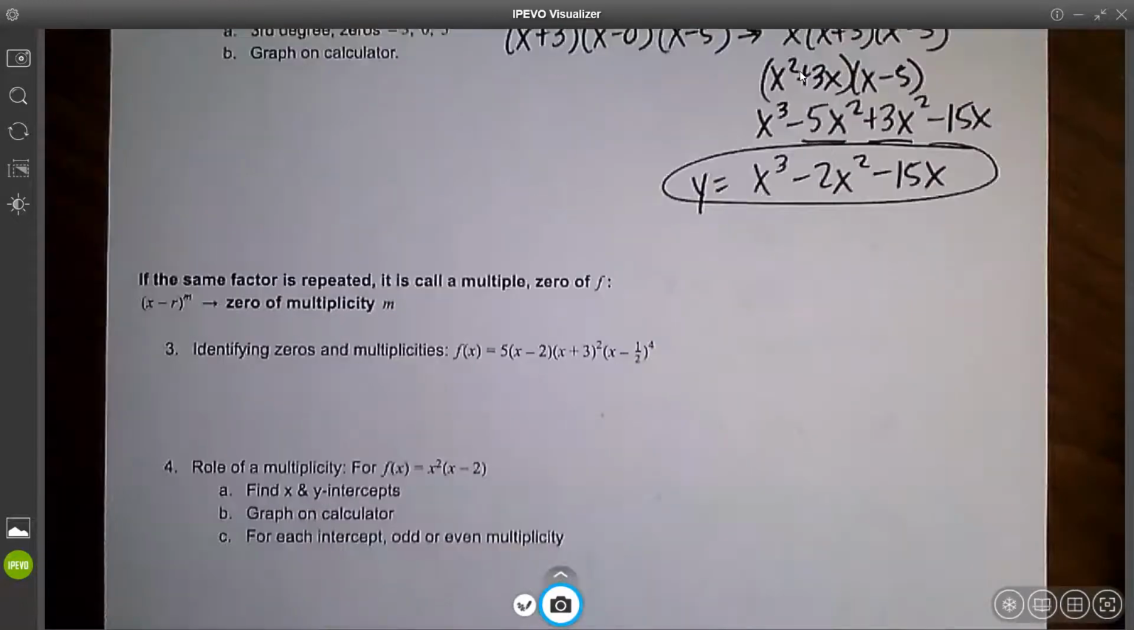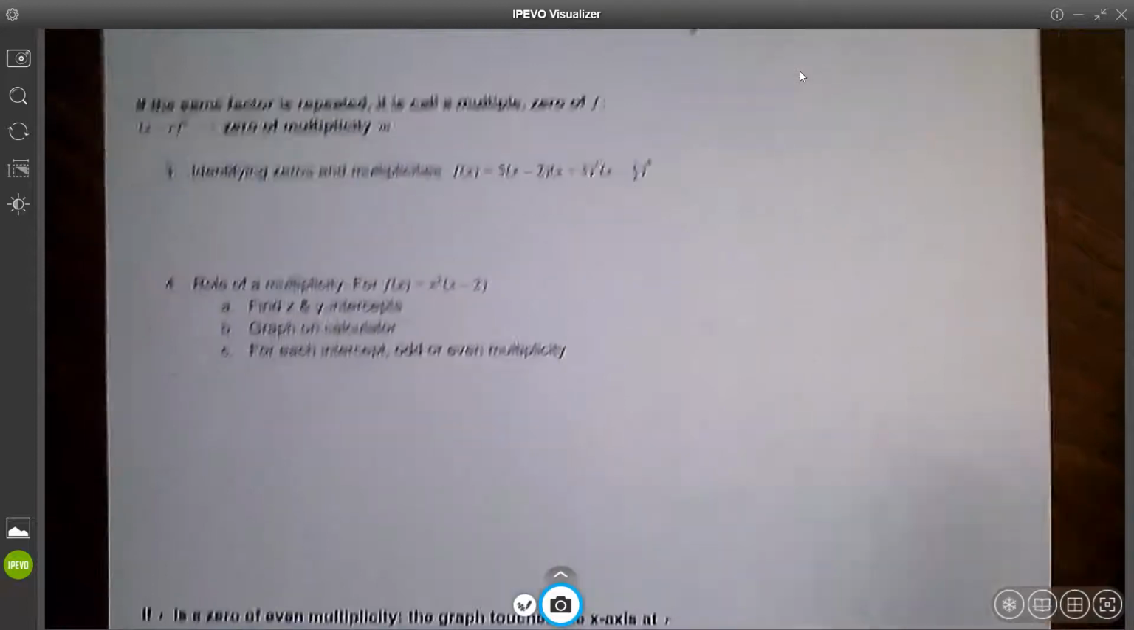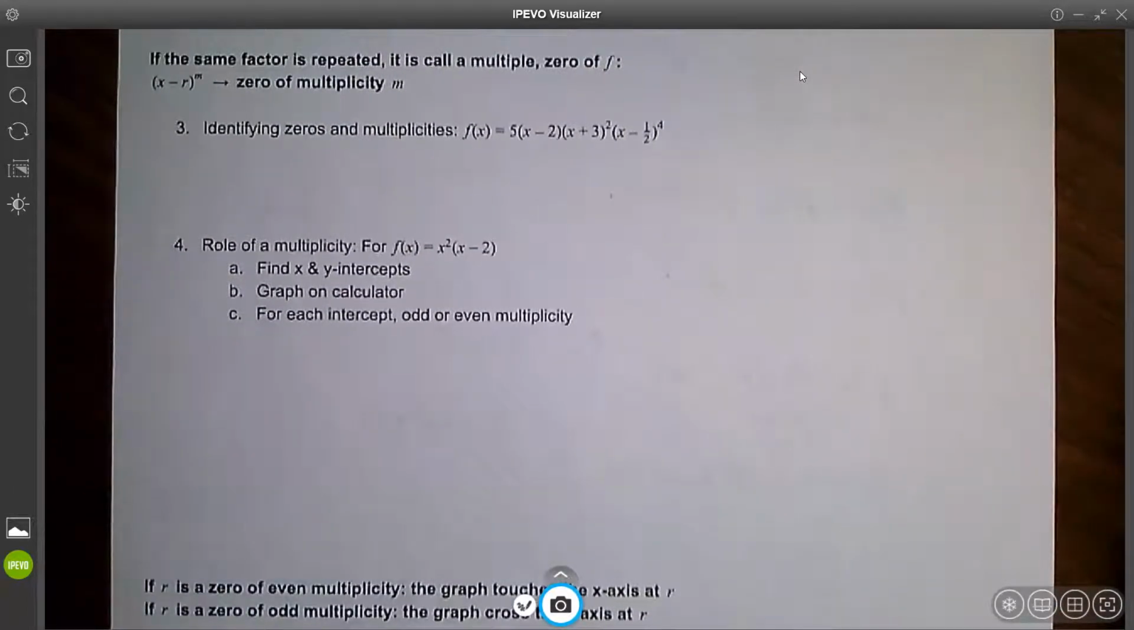So then when something happens more than one time, or the power of your factor, that is called the multiplicity. If this is an even multiplicity, so if we have x minus 2 squared, then that means it's just going to touch. It's going to be a maximum or a minimum at the x-axis. If it's an odd multiplicity, it's going to cross through the x-axis.